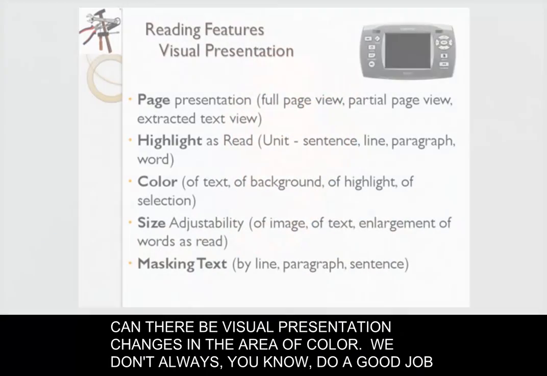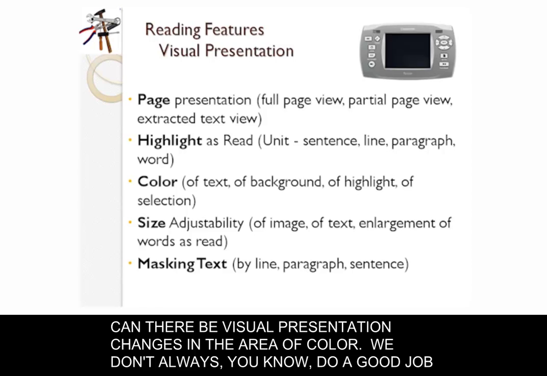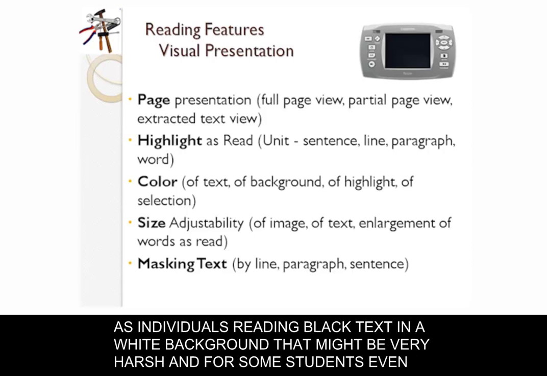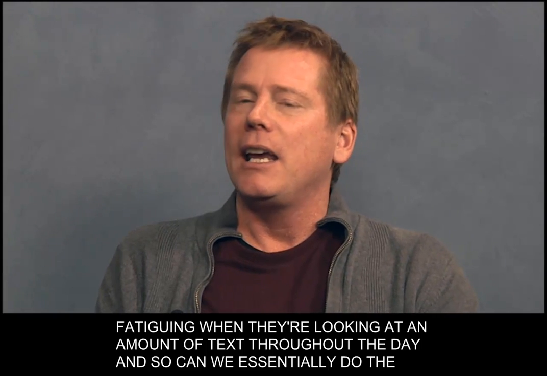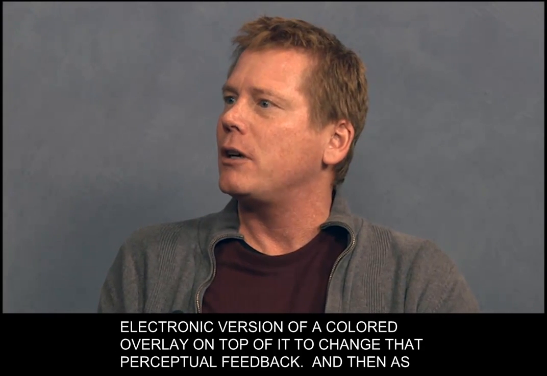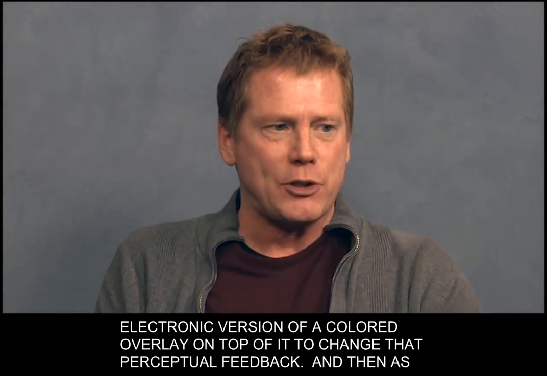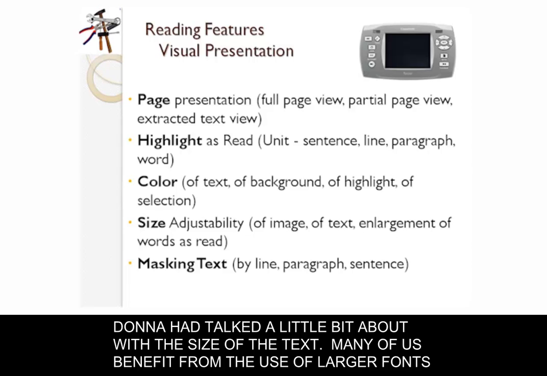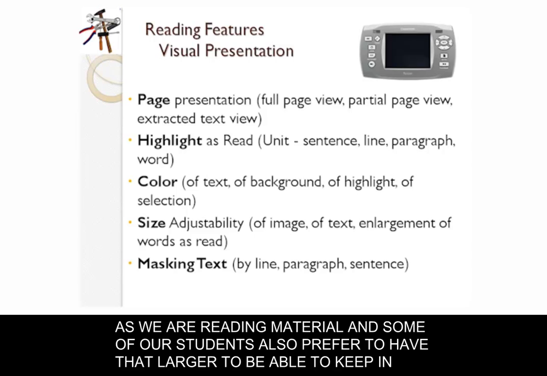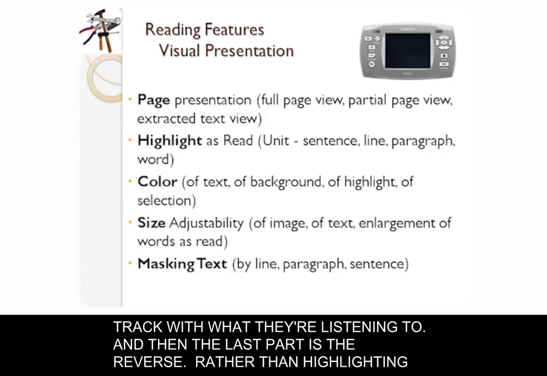Can there be visual presentation changes in the area of color? We don't always do a good job as individuals reading black text on a white background. That might be very harsh, and for some students, even fatiguing when they're looking at the amount of text throughout the day. And so can we essentially do the electronic version of a colored overlay on top of it to change that perceptual feedback? And then, as Donna had talked a little bit about the size of the text, many of us benefit from the use of larger font as we are reading material, and some of our students also prefer to have that larger to be able to keep track with what they're listening to.